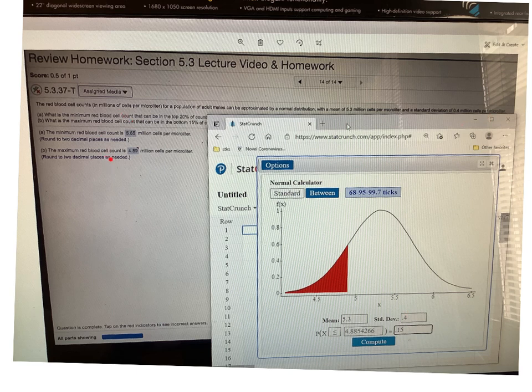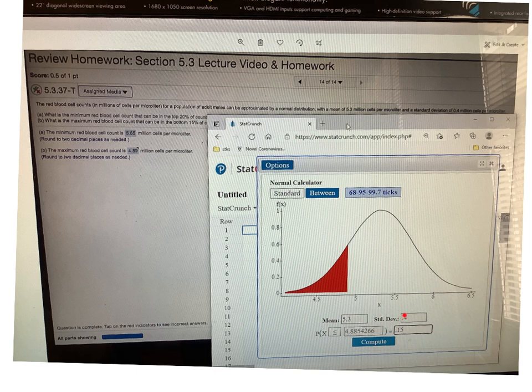Then you want to answer two questions. I guess you're asking about Part B. So I'm going to use StatCrunch. If you go into StatCrunch, click on the Stats pull down menu and then Calculator, and you want to choose the Normal calculator.